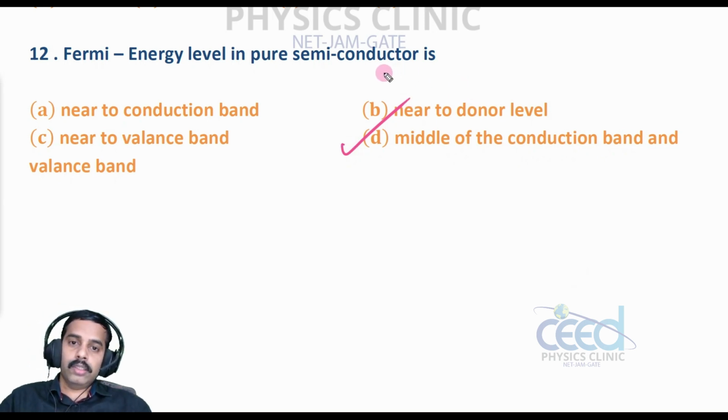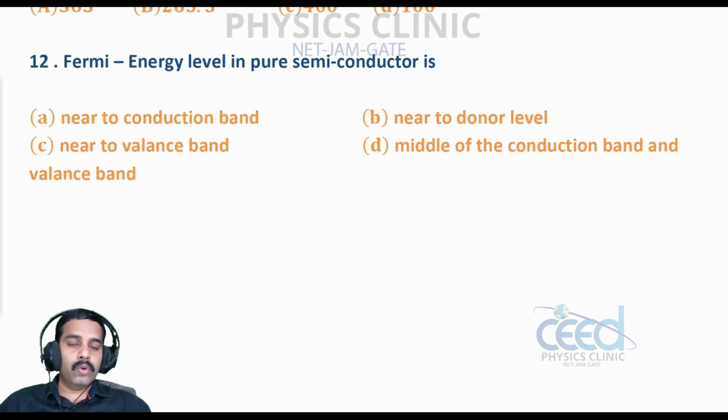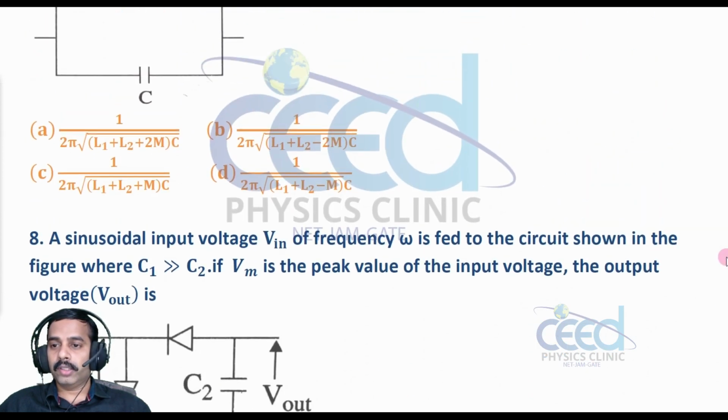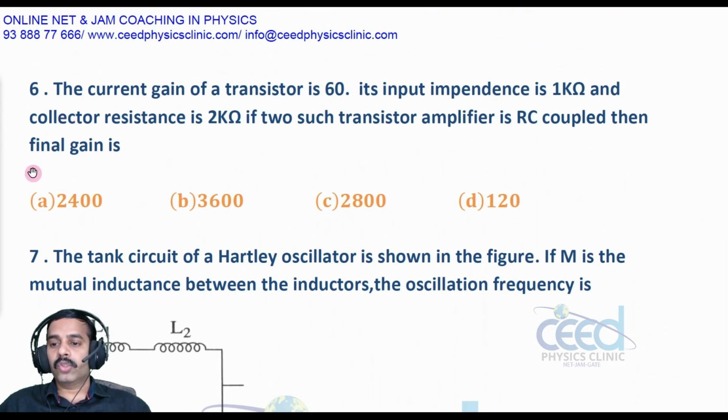All right. So this is all about this exam paper discussion. There was a correction we made in the sixth question. Its actual answer is 4800. All right. Okay, thank you.